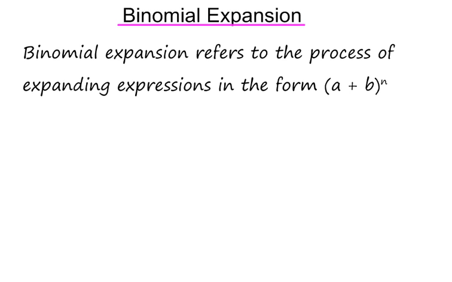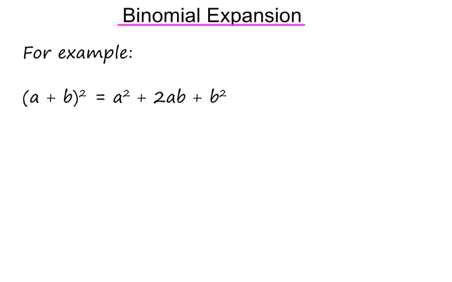Binomial expansion. This is a topic that you'll meet at A level. In Edexcel, it's Core 2 Chapter 5, and in IB, it's Chapter 7. Binomial expansion refers to the process of expanding expressions in the form of (a + b) to the power of n. For example, (a + b) squared would give you a squared plus 2ab plus b squared.